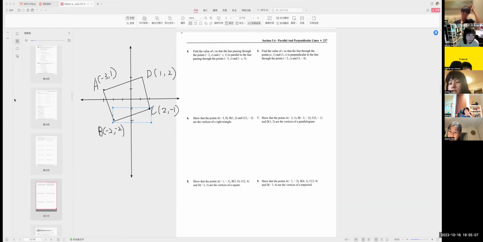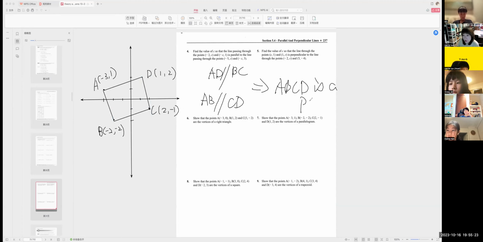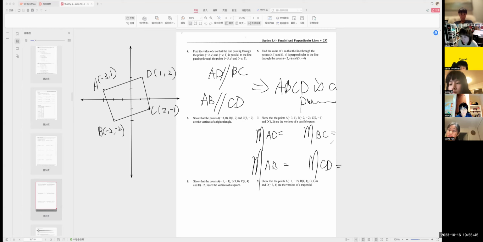Okay, so you're going to find out if I can prove that AD is parallel to BC and AB is parallel to CD, then ABCD is a parallelogram. Correct, everybody? Kevin, can you tell me the slope of AD and the slope of BC? And I would like to hear from Jason: can you tell me the slope of AB and the slope of CD? And you know what, Oliver, you have the ability, okay?